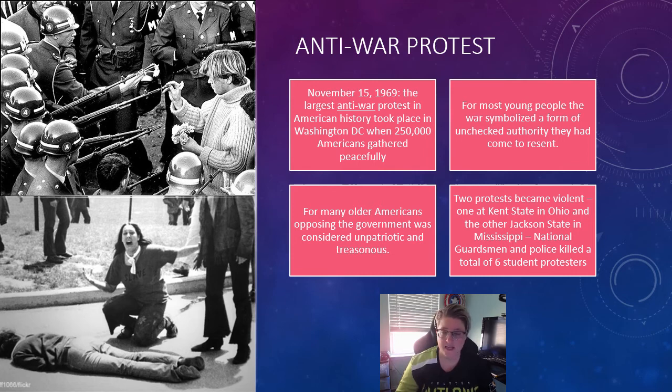Okay, so the anti-war movement, right? It was particularly strong across college campuses because, duh, it's higher education, right? You're here to expand your mind and to challenge things that you thought you previously knew. So it's very strong on college campuses. But most importantly, what the anti-war movement did is it divided Americans fiercely and bitterly. For a lot of young people, the war symbolized a form of unchecked authority, right? And they come to resent it.